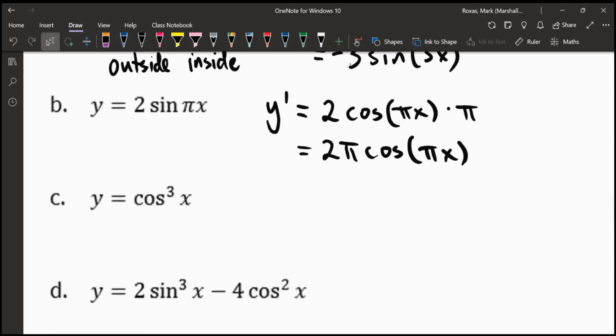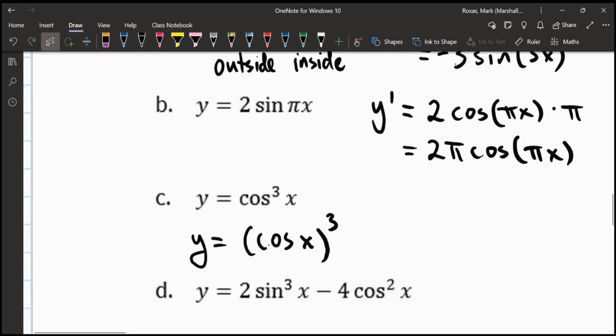Cosine cubed of x. Now, what is cosine cubed of x? Cosine squared of x, cosine to the power 4 of x. I sometimes tell students, hey, you know what? It might be easier to see if you just rewrite it like this. Cosine of x, cubed, right? Just as, remember, cosine squared of x is just cosine times cosine.